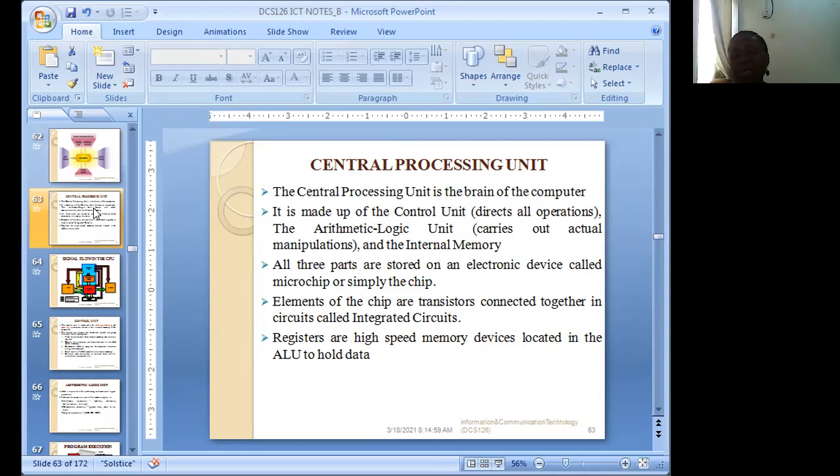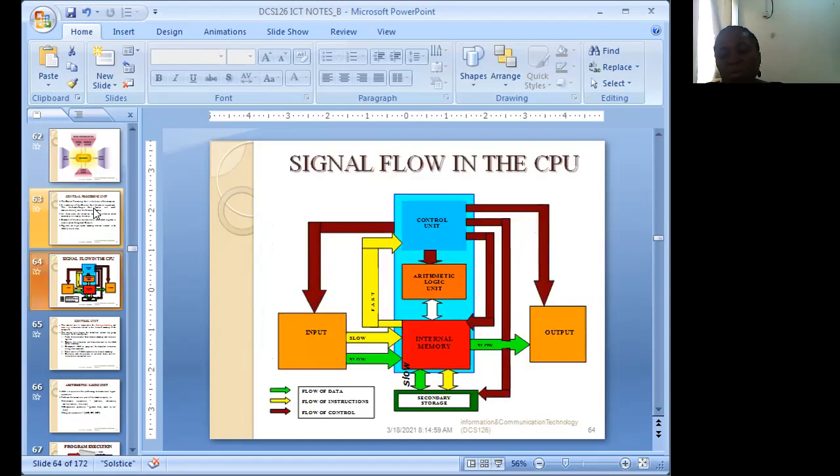Now, registers are high-speed memory devices located in the ALU to hold data. So apart from just having the microchip, there are also registers. Okay, we'll get to see some of them as we go on. Now, on the next slide, you can see the signal flow. How do electronic signals flow in the CPU?